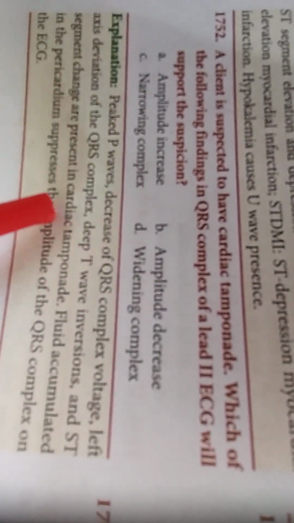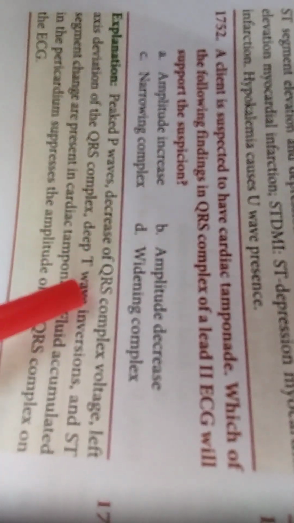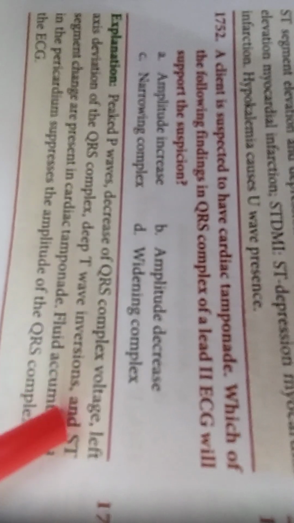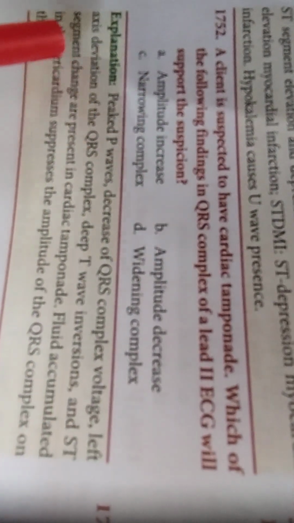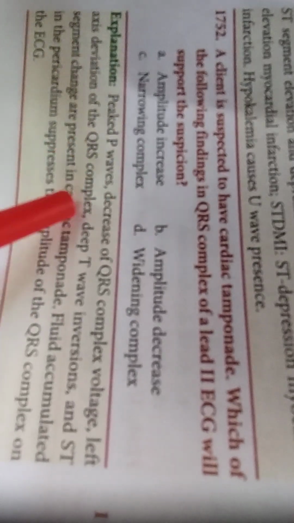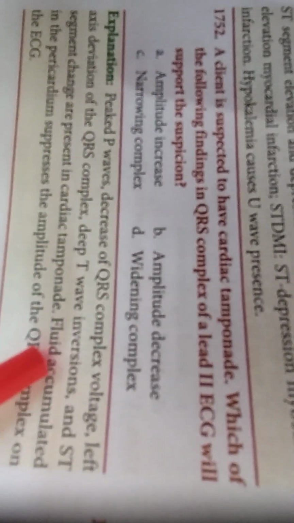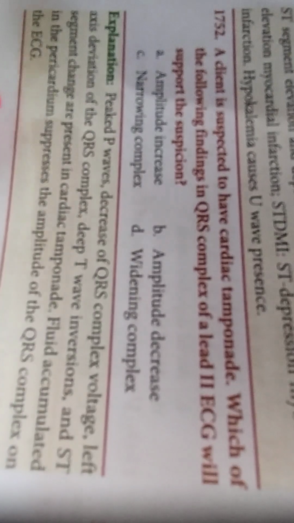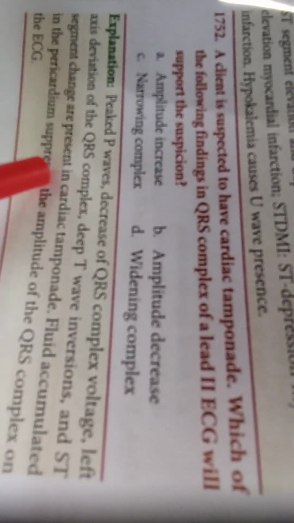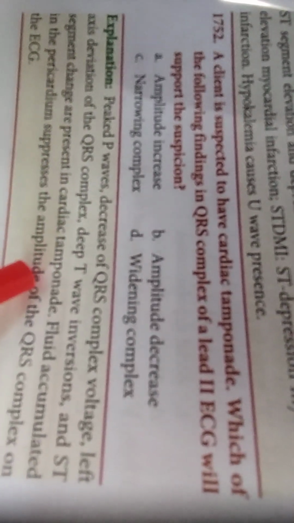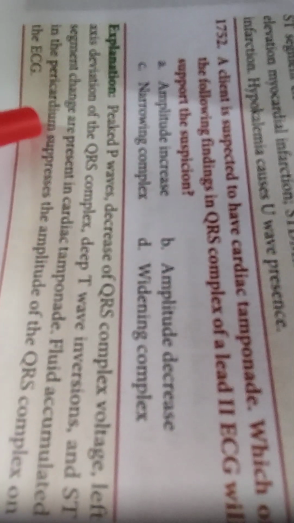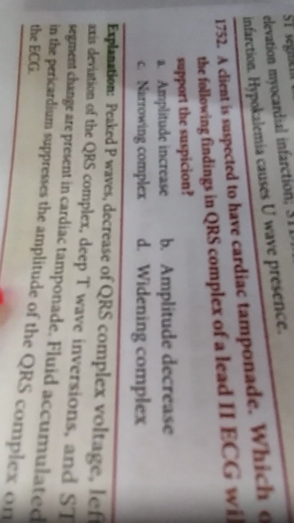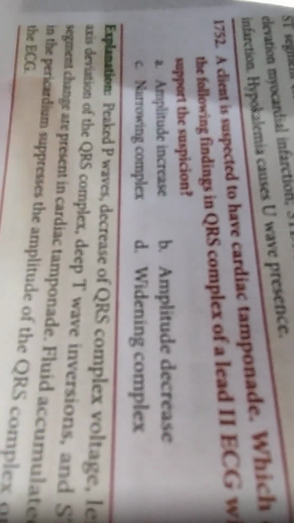Peaked P wave, decrease of QRS complex voltage, left axis deviation of the QRS complex, deep T wave inversions and ST segment change are present in cardiac tamponade. Fluid accumulated in the pericardium suppresses the amplitude of the QRS complex on the ECG.